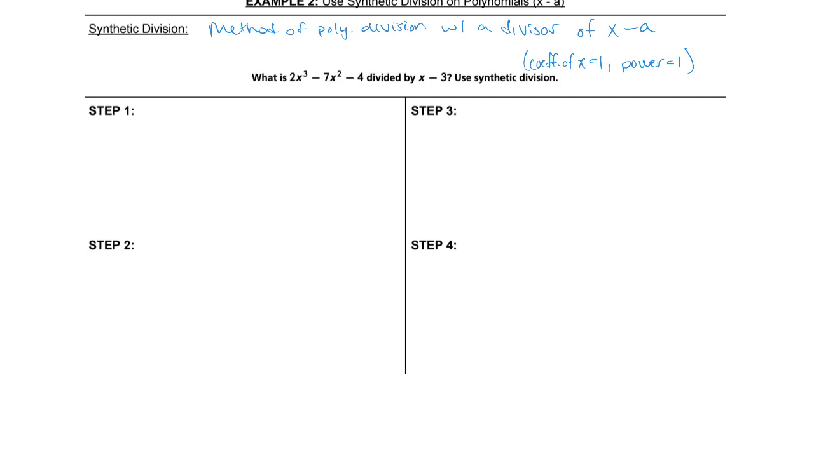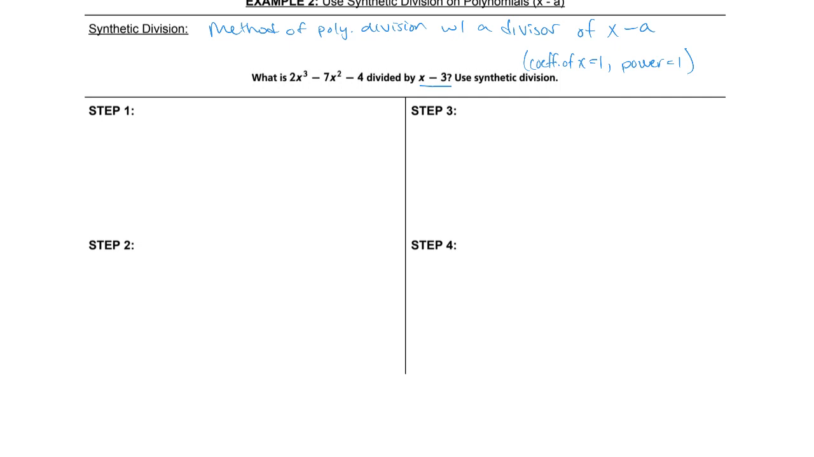So you can see if you look at the example x minus 3, it's x minus a number. It could be x plus a number, it doesn't matter. As long as x's coefficient is 1 and it's to the first power, we can use this thing we call synthetic division, okay? All right, so how do we do it? Well, I'll go through the steps.